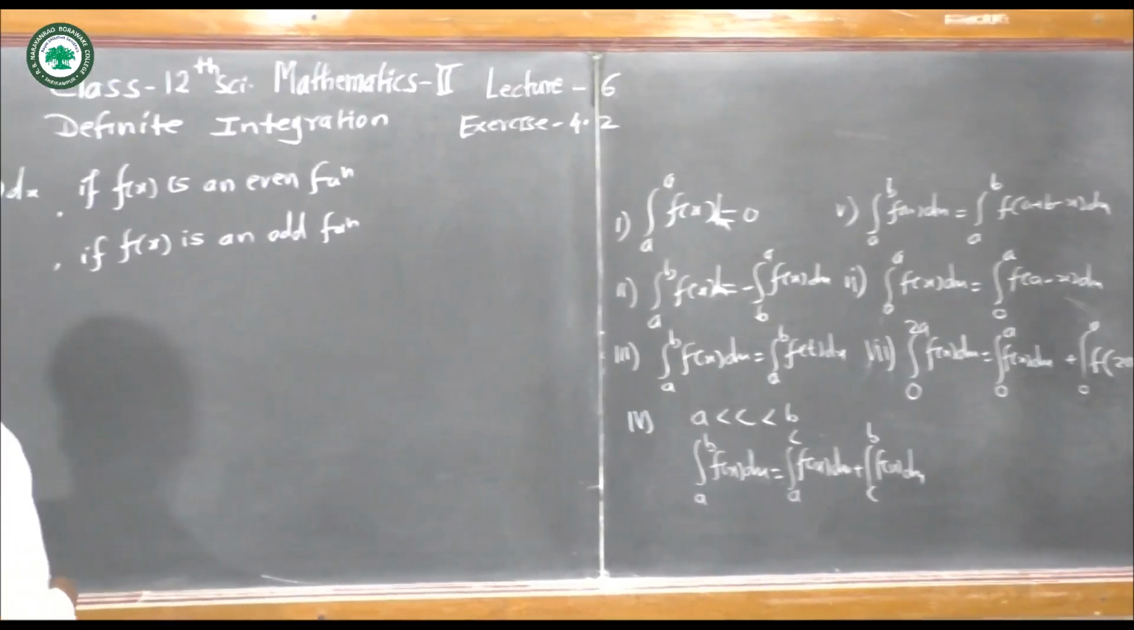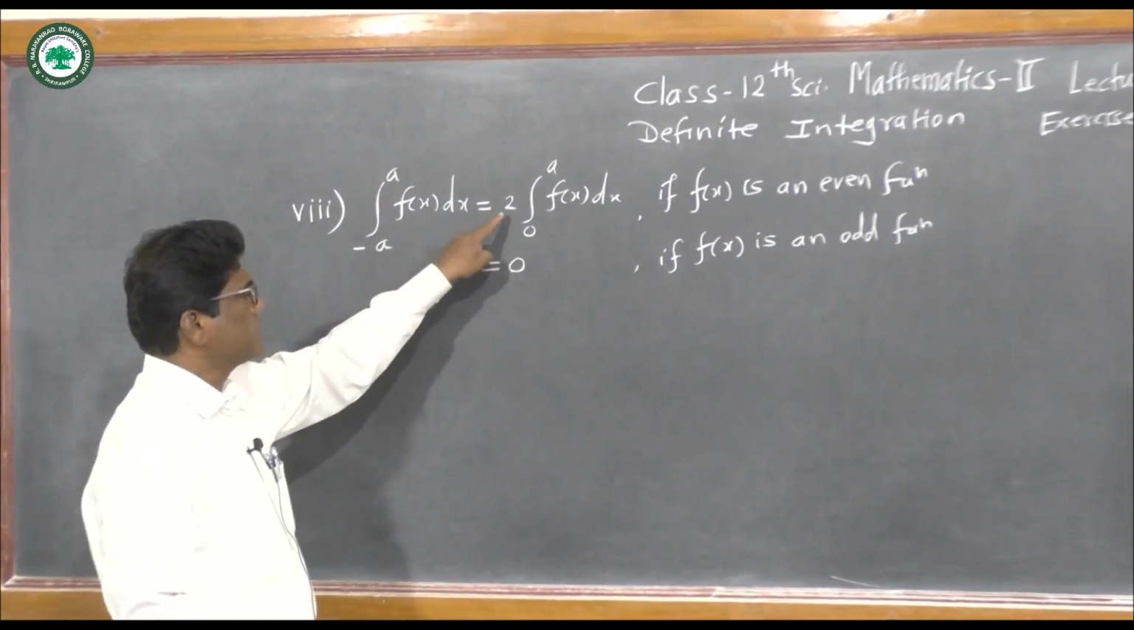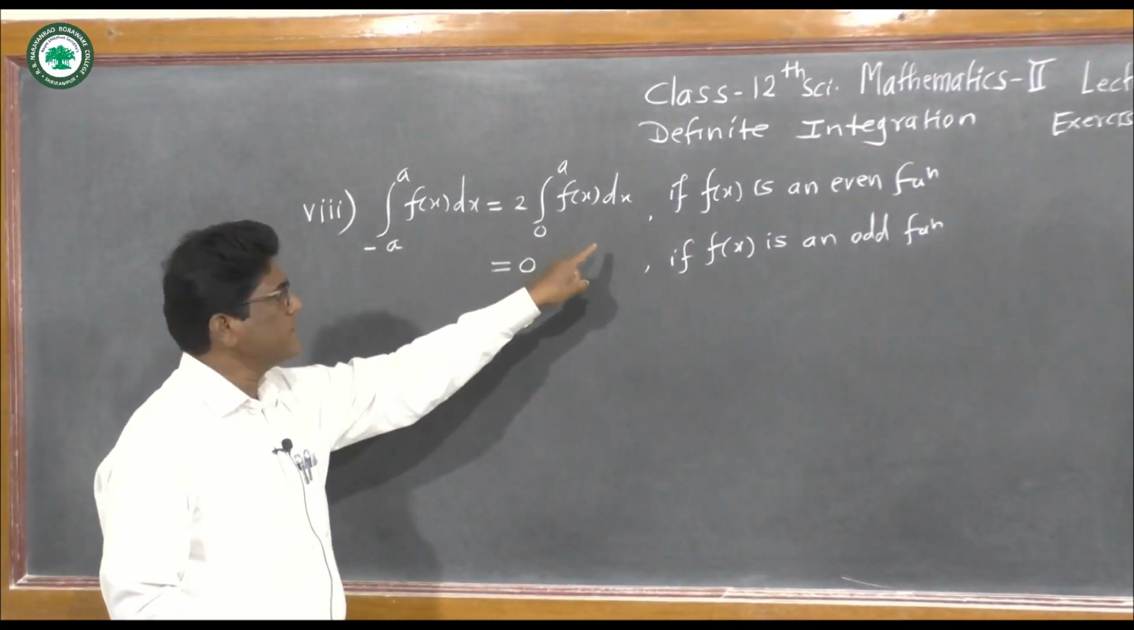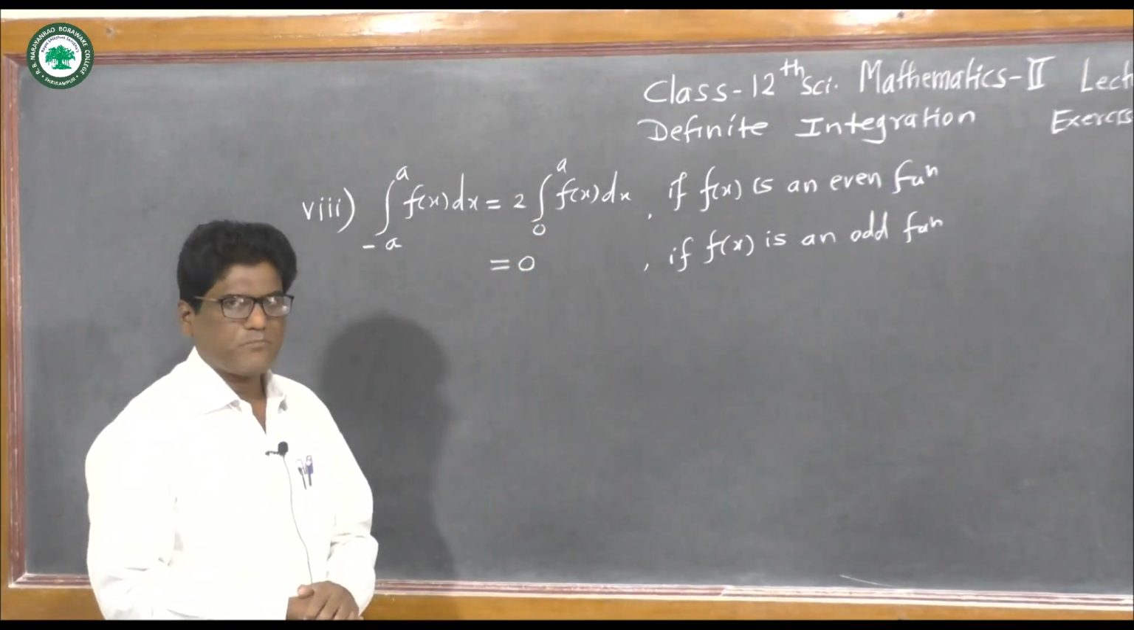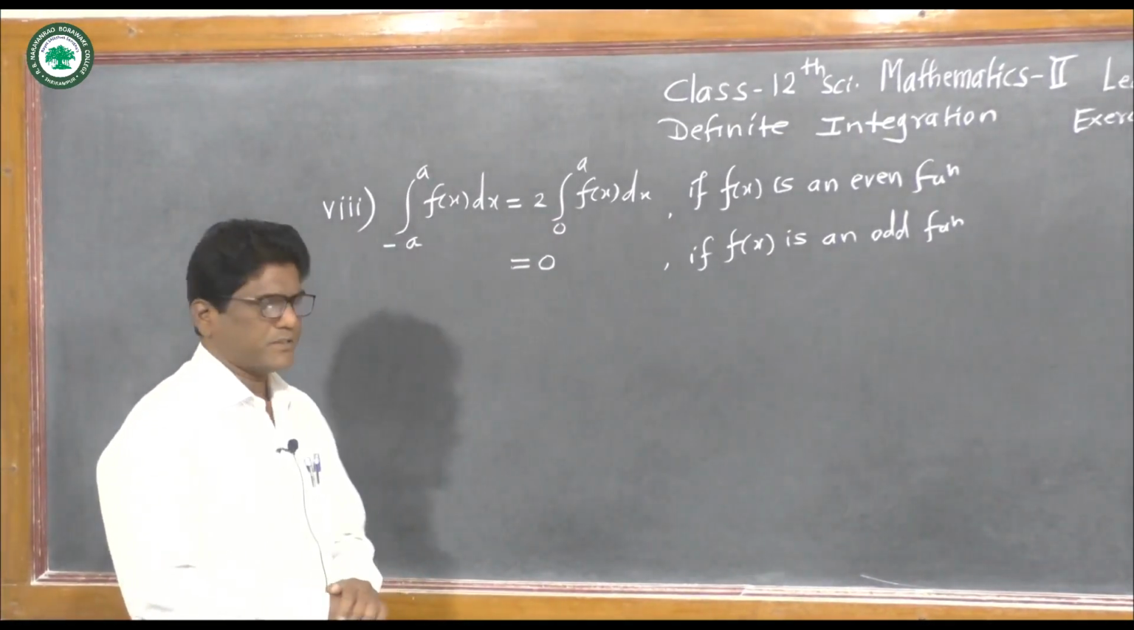The 8th property: integration from minus a to a of f of x dx is equal to 2 times integration from 0 to a of f of x dx if f of x is an even function, and it is equal to 0 if f of x is an odd function.